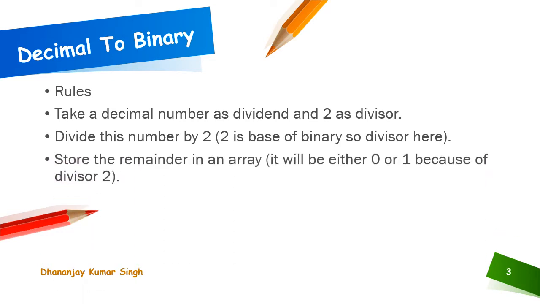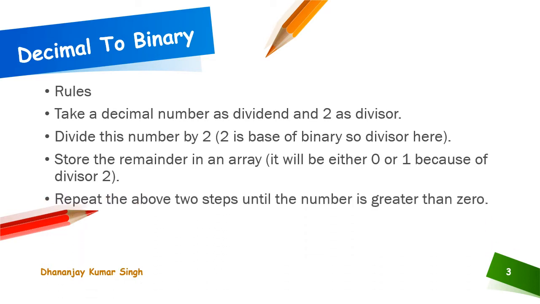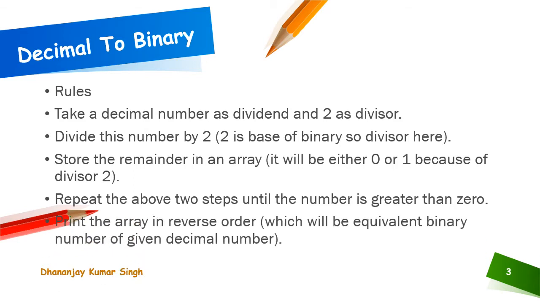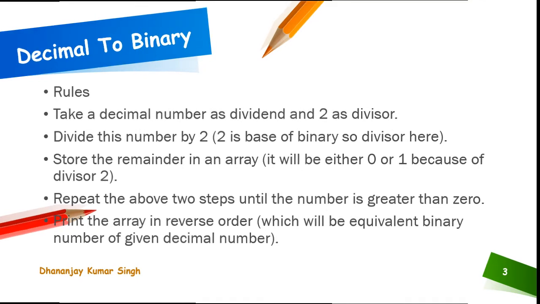Store the remainder in an array. Means whatever the remainder comes, that will be recorded. Remainder will be 0 or 1 because it is divided by 2 only. Repeat the above two steps until the number is greater than 0. Print the array in a reverse order, which will be the equivalent binary number of the given decimal number.